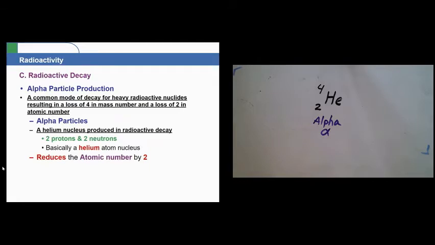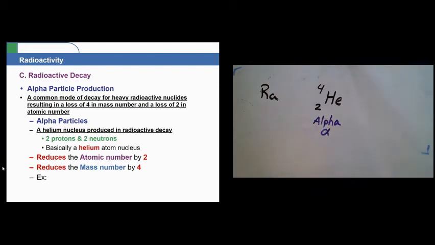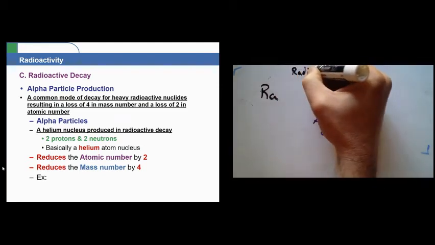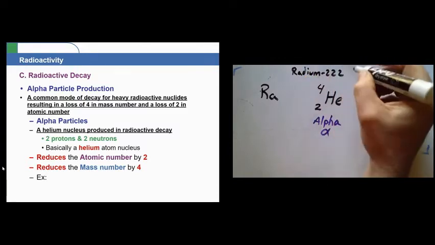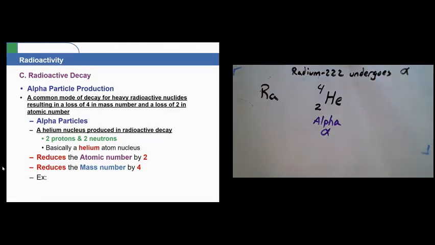And when this occurs, alpha particle production or alpha decay or alpha radiation, all of them are the same, it reduces the atomic number by 2 and the mass number by 4. All right. So as an example, let's say we have radium-222. You might have a problem that says radium-222 undergoes alpha particle radiation, something along those lines.